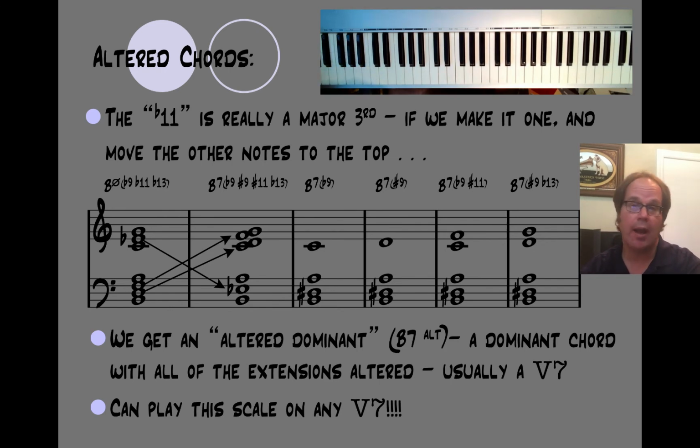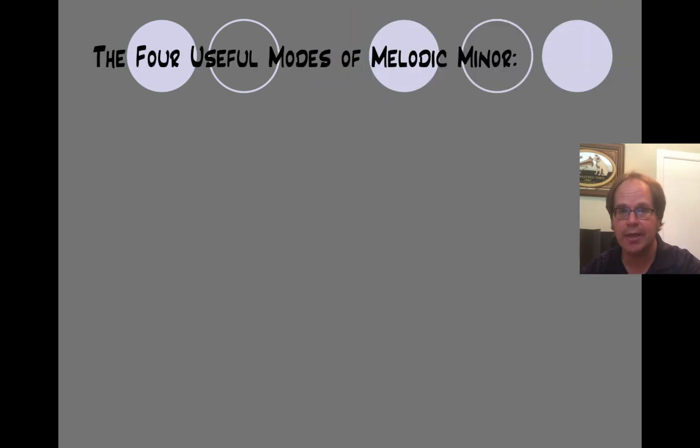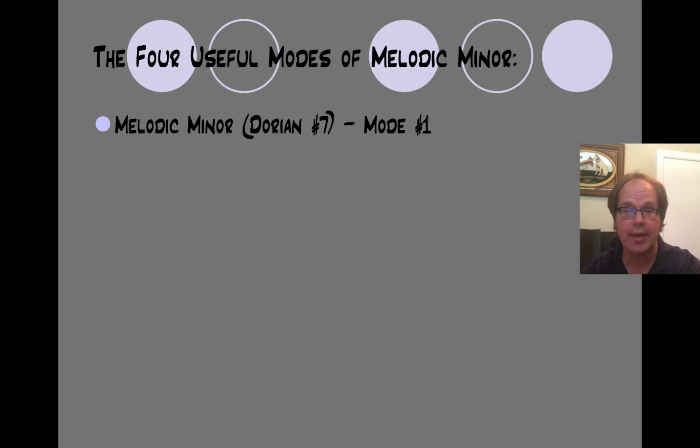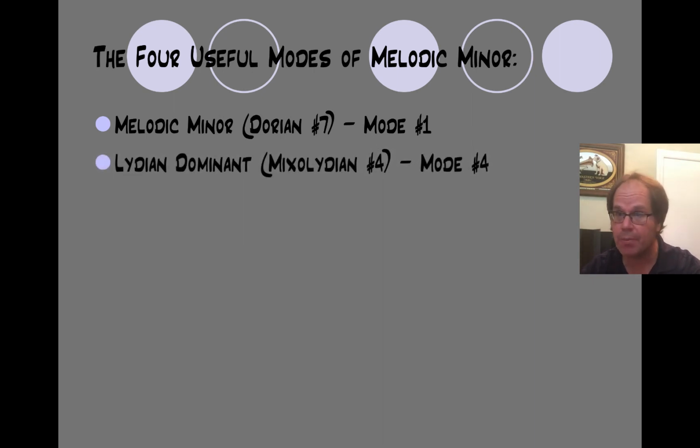All right, so I knew you guys wanted to do some math, so we're going to get ready for some math. But first, let's just review what we got going on here. So the 4 useful modes of melodic minor. We looked at melodic minor, otherwise known as Dorian sharp 7. Great over 1 minor chords, or also we can kind of use it over a Dorian chord with some care. Lydian dominant, which is mode number 4. That's like a Mixolydian with a sharp 4 in it. And remember, there's 4 different functions of a dominant chord that we would like to play that Lydian dominant sound over.